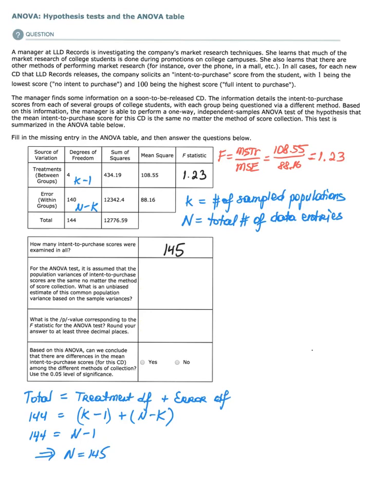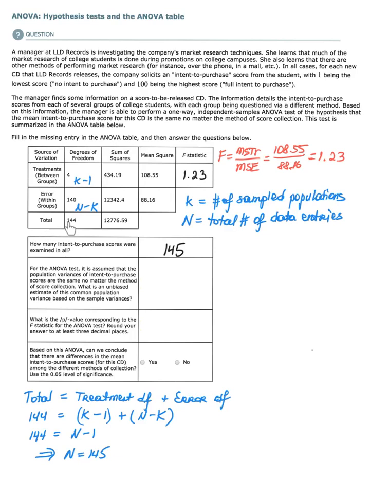Next, the error degree of freedom is stated to be 140. We know again by definition that this degree of freedom is found by taking the total number of data entries, uppercase N, and subtracting the number of sampled populations k. So if N minus k results in 140, and we just figured out that k must be 5, which number minus 5 could give you 140? 145. That's my answer.